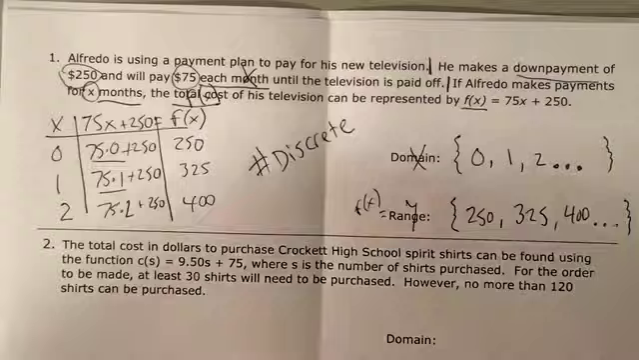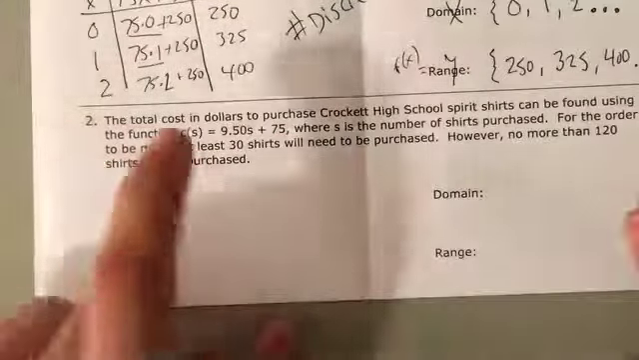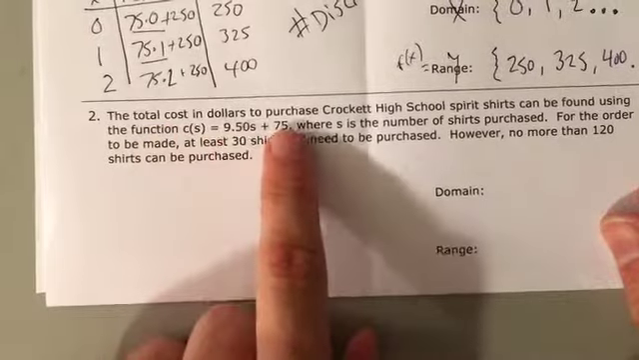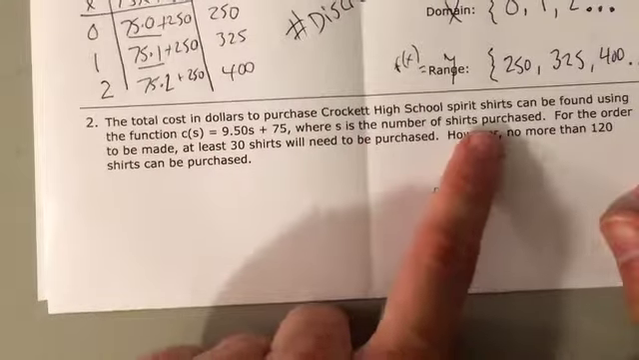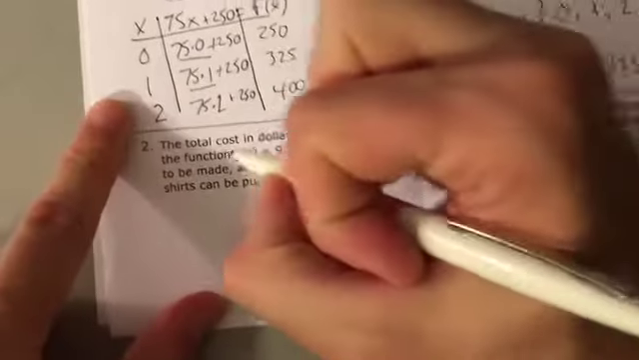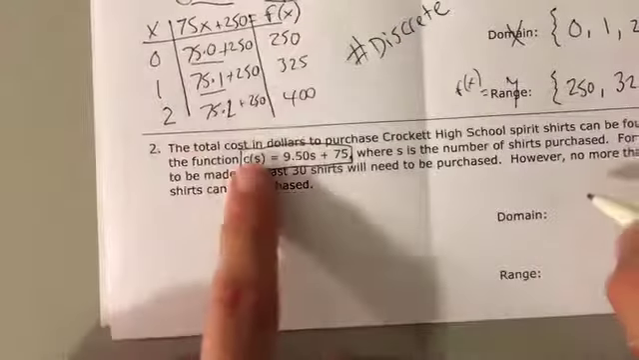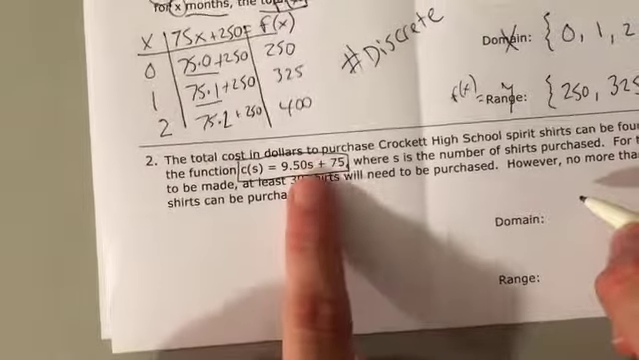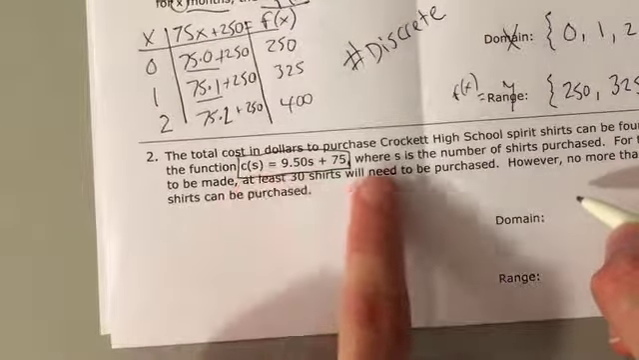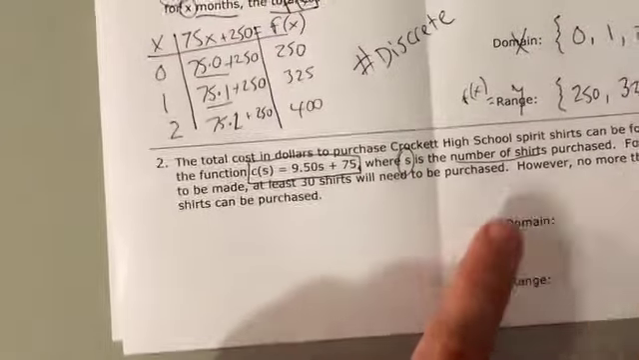Okay? If we were to look down below, similar situation, we're talking about total cost in dollars to purchase Crockett High School Spirit shirts. So we can find that using the function C of s equals 9.50s plus 75. So that's our function, that's our relationship between the input s and the output C of s, where s is the number of shirts purchased, okay?